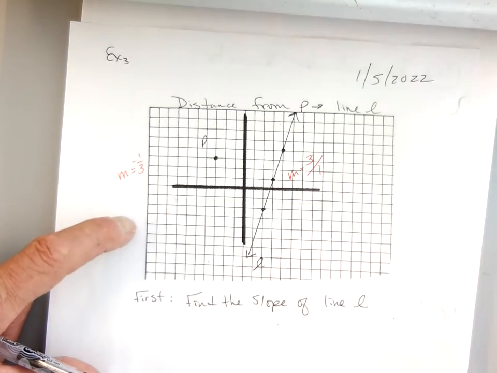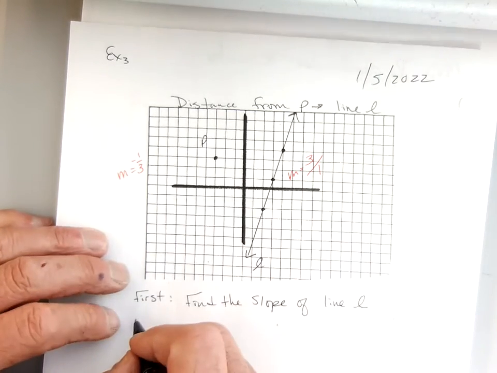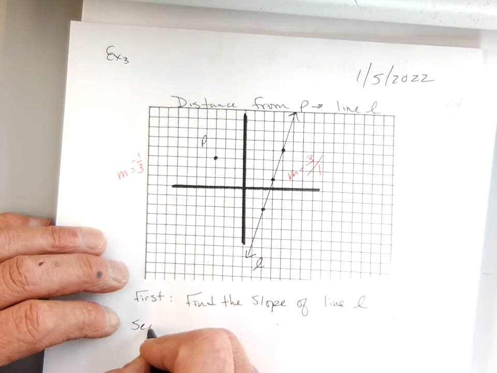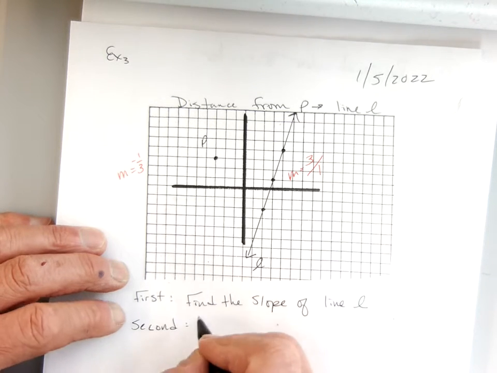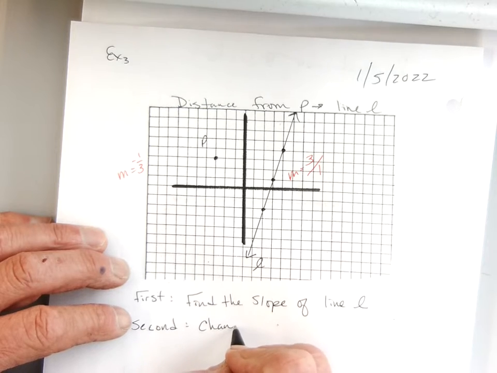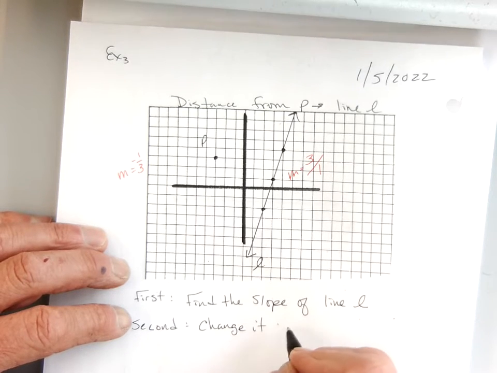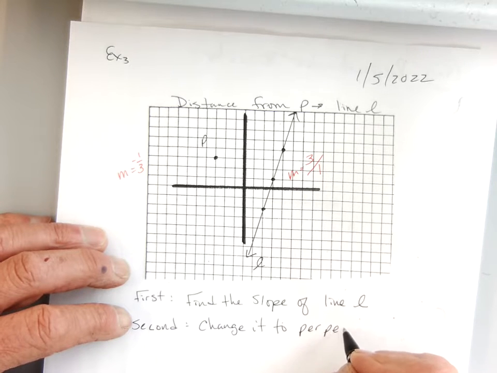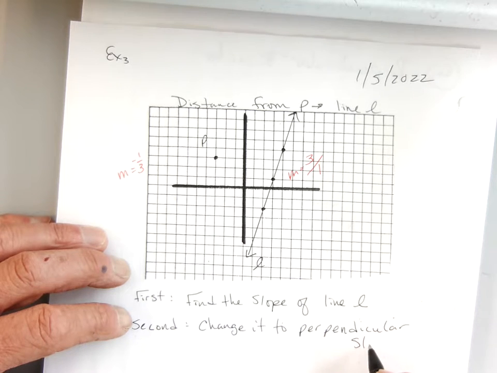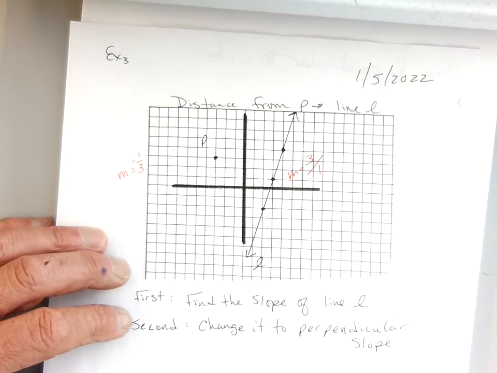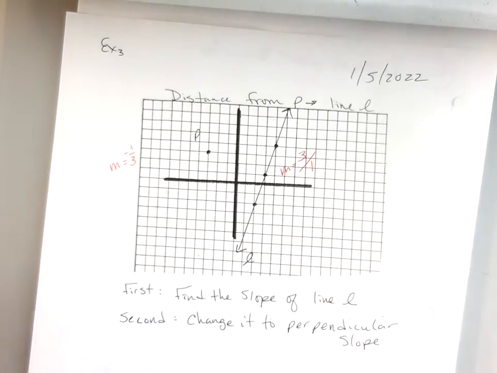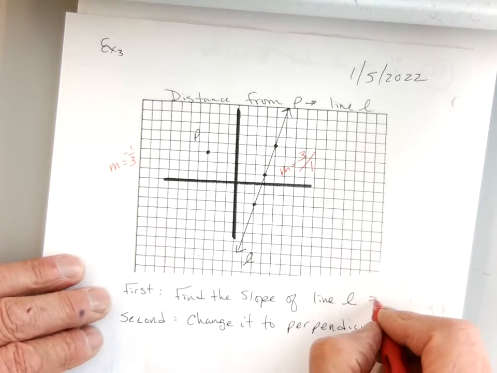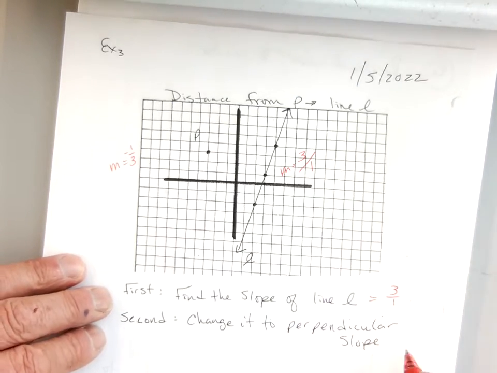All right, so first find the slope of L, then second, change it to perpendicular slope. Okay. So in this case, my slope was 3 over 1, and my perpendicular slope would be negative 1 over 3. Okay.